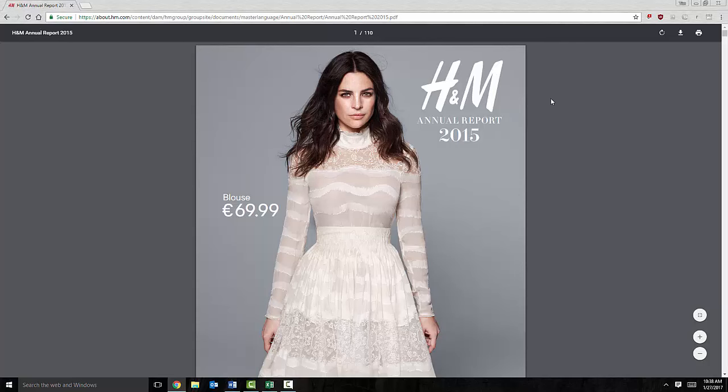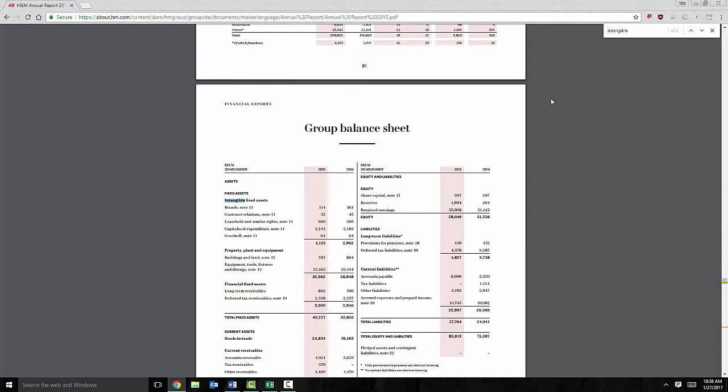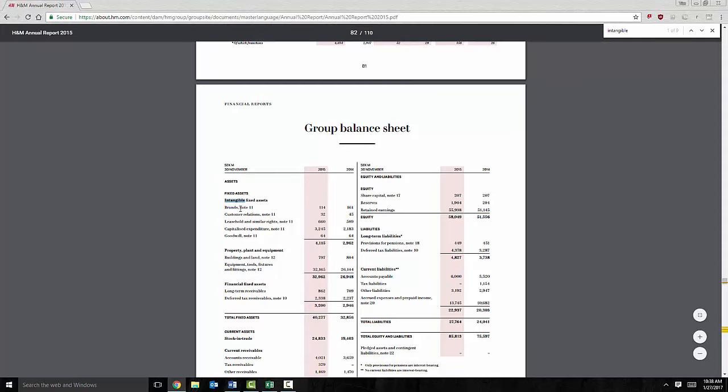So again, we're almost loaded. And there we have the annual report from 2015. In this case, I'm going to search for intangible first. And they seem to call it intangible fixed assets. And here you see what they're calling it, note 11. And here we can actually see what part of intangible fixed assets have increased so much.